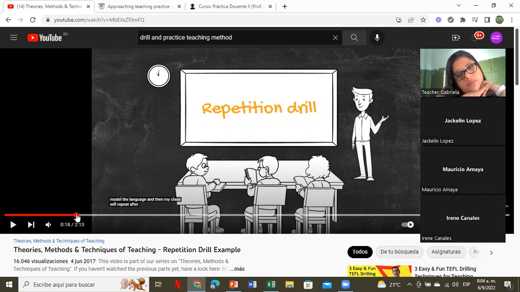Because it's applied in the classroom as a technique. You can apply it quickly or faster with the children. A method is more complex, and a theory also is more complex. But be careful, because this is not a technique. This is a method based on experience. So repetition drill is a method.